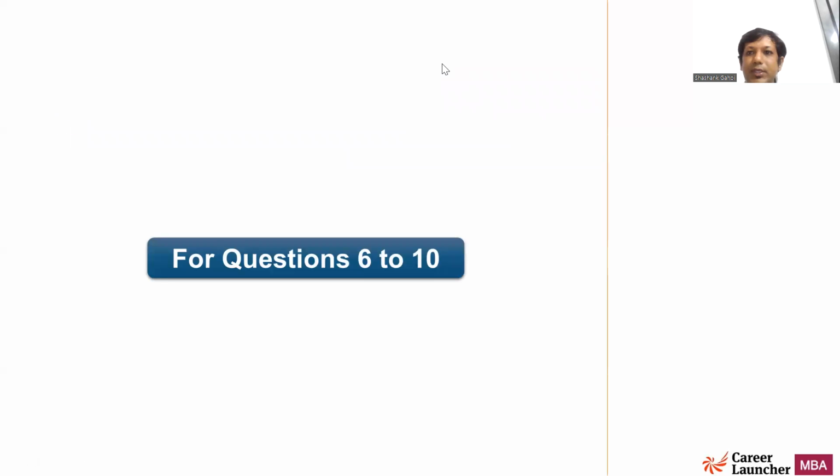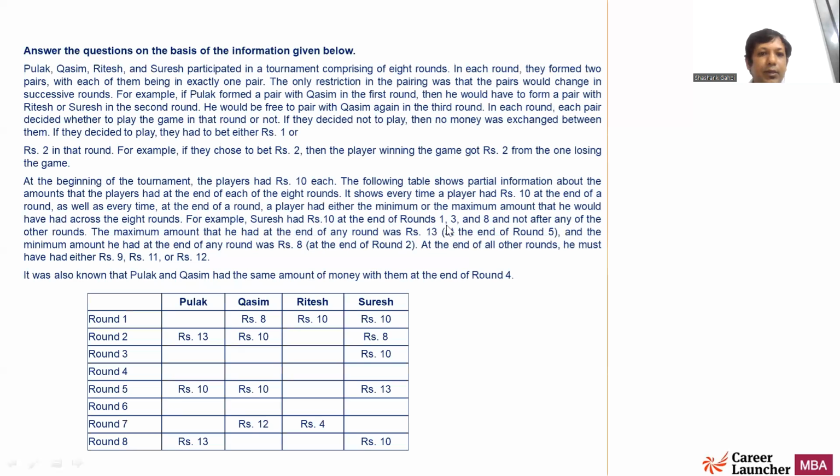Set 6 to 10. Okay. Oh, so this is actually a difficult set. Now let's try to proceed with this one. So I have P, Q, R, S. There are 4 people, and they are participating in a game that is of 8 rounds. Okay. In each of the rounds, they formed 2 pairs. The only restriction in the pairing was that the pair would change in the successive round. Okay, so they have explained it with an example.